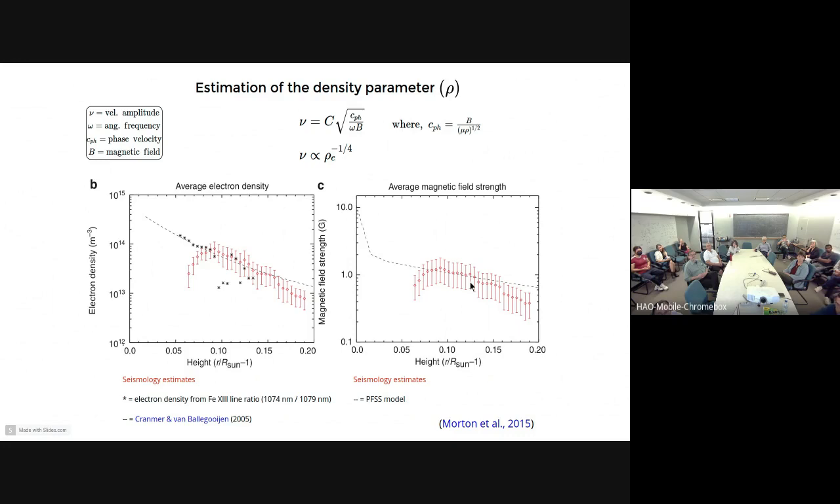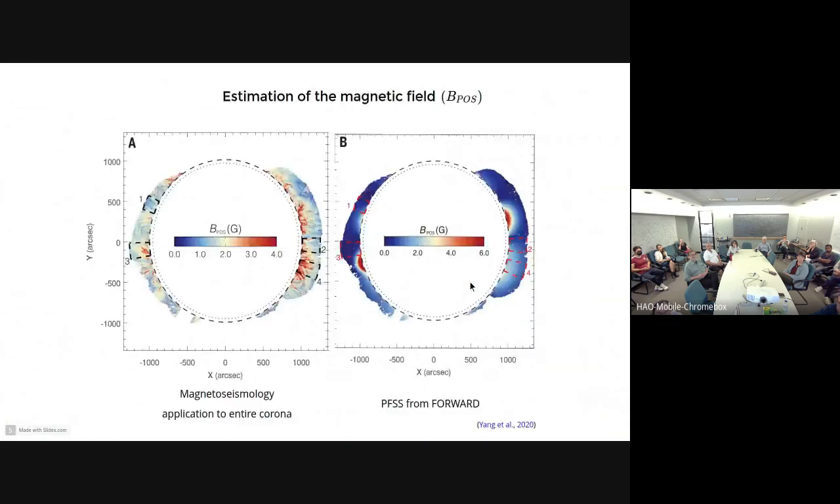Very recently, Yang et al. applied this technique to the entire Sun. And what they found using the data from the CoMP is that, on the global structure, the seismology technique can replicate some of the observed behavior of the global magnetic field.